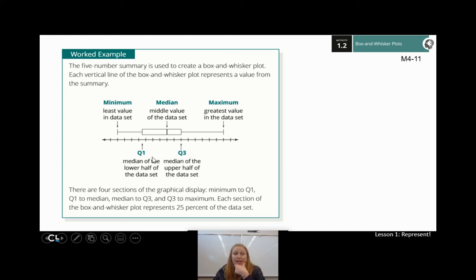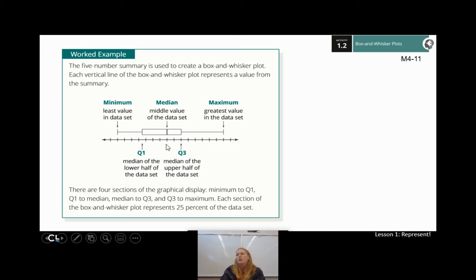Q1, that first quartile, is the median of the lower half of the data set. So this number is the middle value of the lower half. From the minimum to the median, that quartile 1 is the median for the lower half, which means quartile 3 is the median for the upper half of the data set. So if I were to look at all the numbers from my median to my maximum, which value is right smack dab in the middle of those numbers? That would be your third quartile, your Q3.